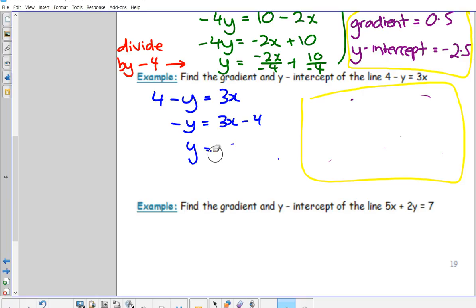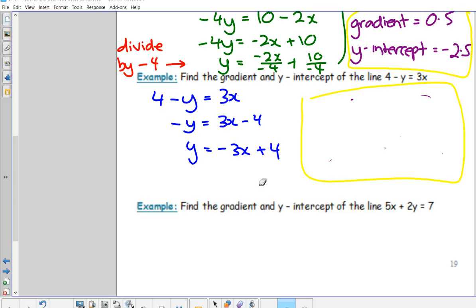negative 1's cancel out. Then this side divide by negative 1. Interestingly enough, when you divide this one by negative 1, a positive divided by a negative is a negative. And divide this one by negative 1. Negative 4 divided by negative 1 is just positive 4. Make sense? Now you've got it into gradient intercept form.